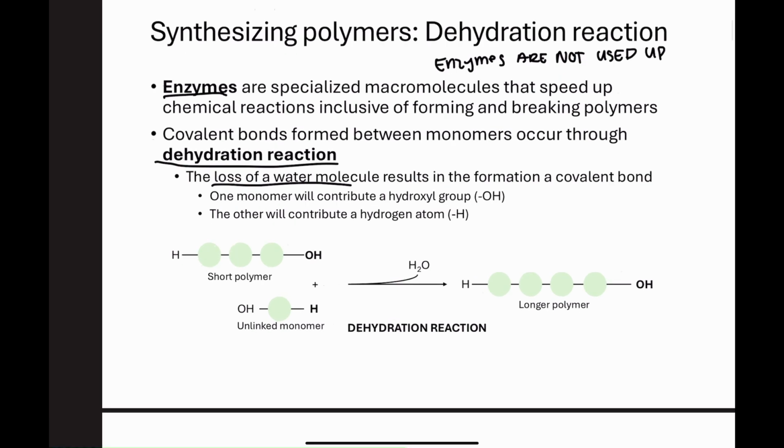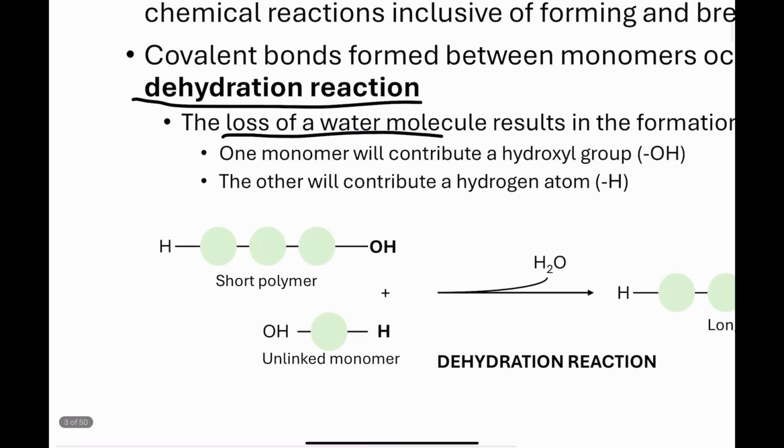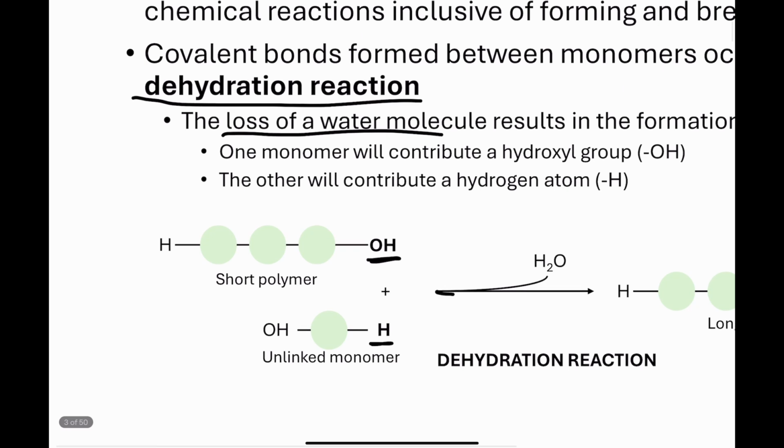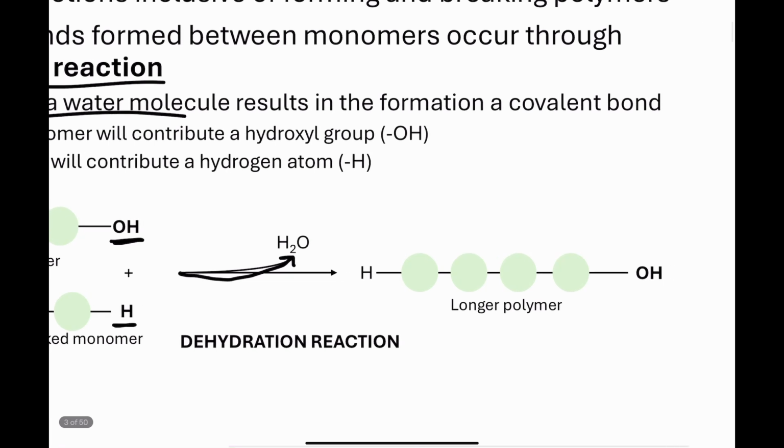So essentially, what happens is that we have the hydroxyl end of a polymer, and we have the hydrogen of a monomer. And these two ends are going to come together to form water, and that water is going to be released out into the environment. And when we have this release of the water molecule, our monomer and our polymer form a longer polymer right here through a covalent bond.